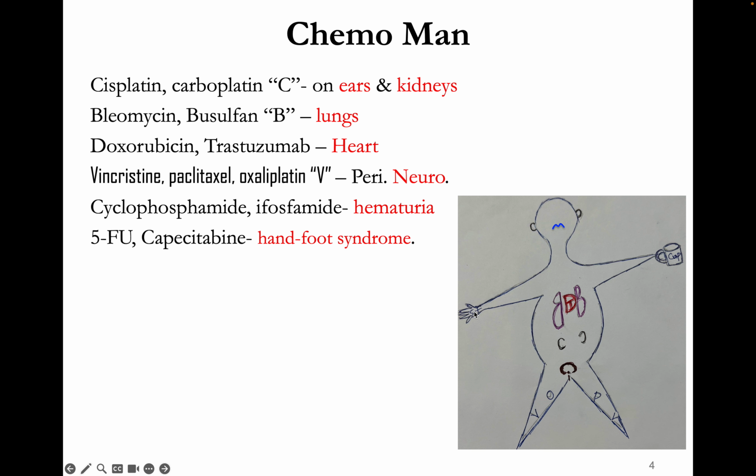And 5-fluorouracil, 5 fingers, that's how I remember, 5-fluorouracil and its prodrug capecitabine, both can cause hand and foot syndrome. Then M, methotrexate, which can cause severe mucositis.